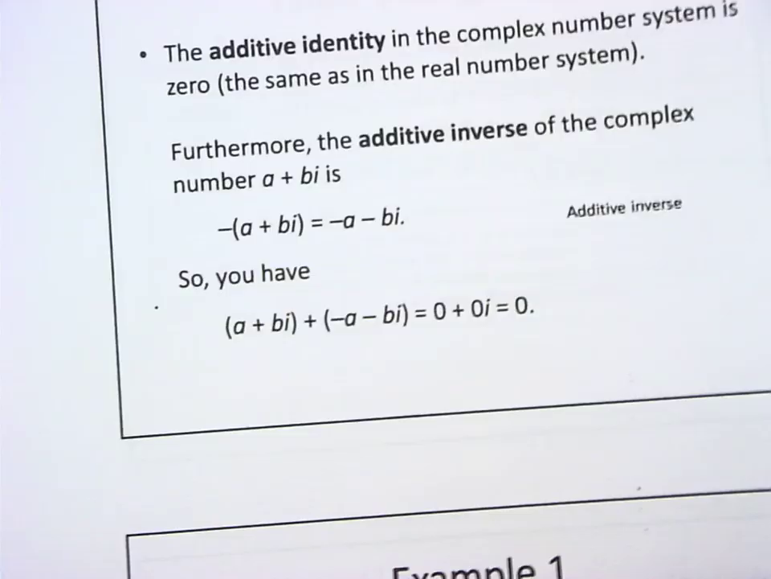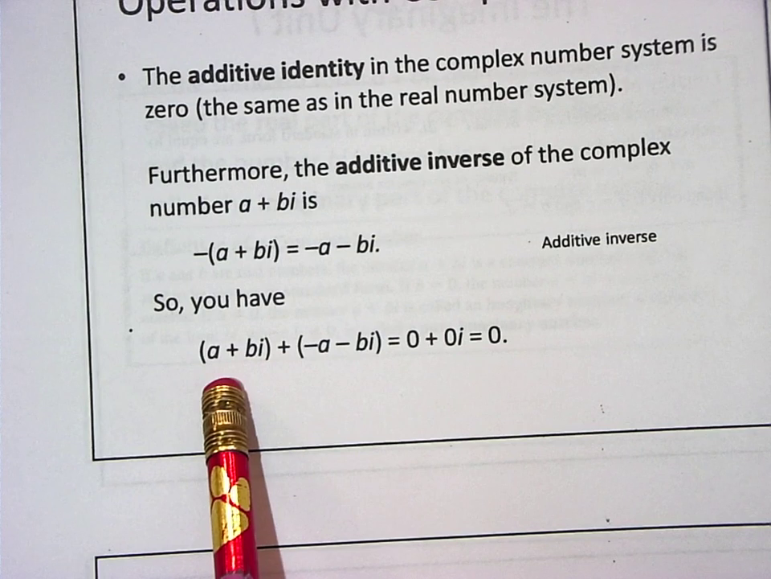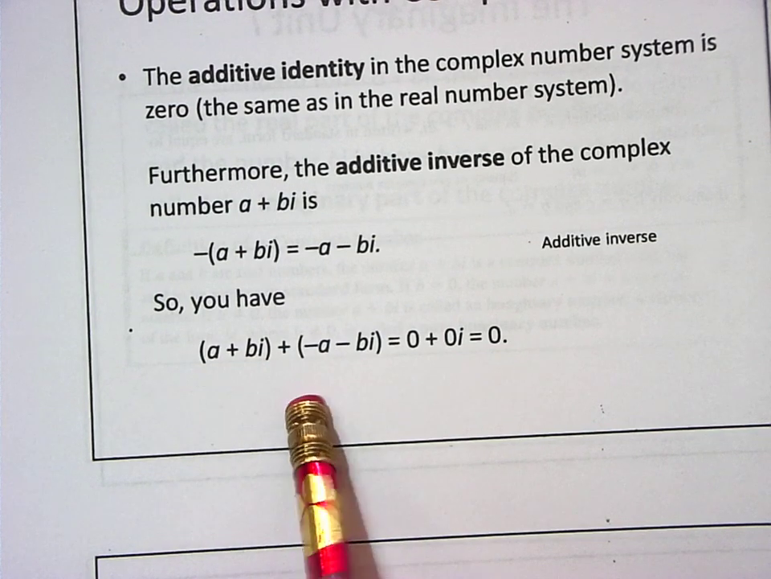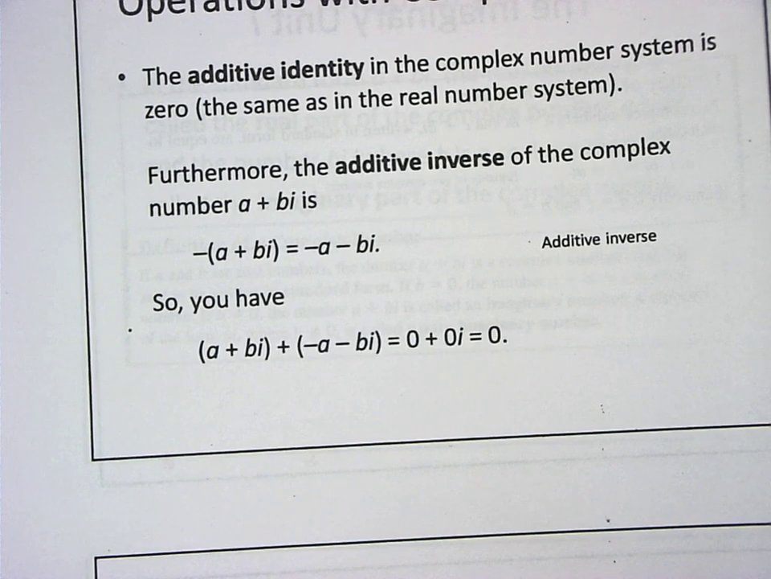If I have a negative out front, I need to make sure I distribute that so that it attaches to everything. And just like with addition, you have 4 and -4, they're additive inverses. With complex numbers, you also have a plus bi and -a minus bi. If you add those up, they negate each other entirely. They're inverses of each other.